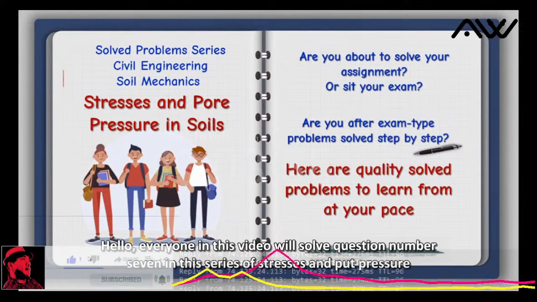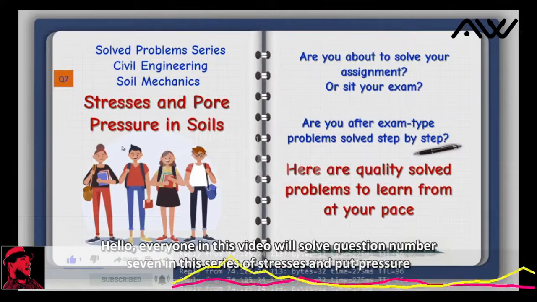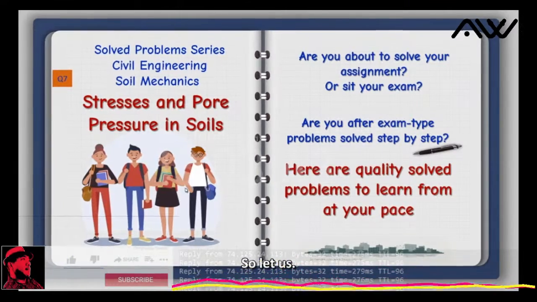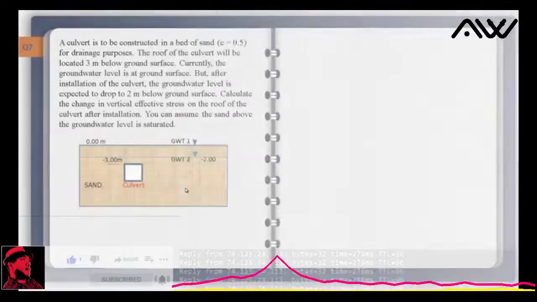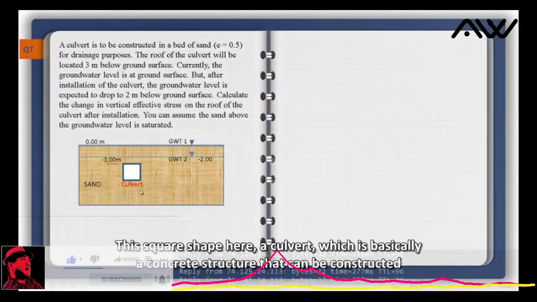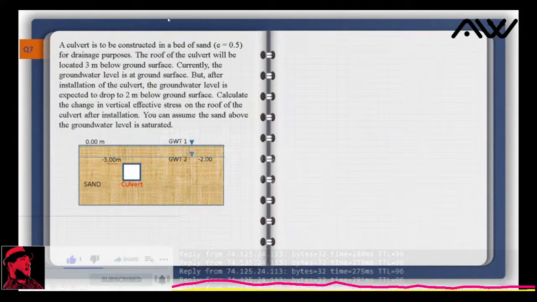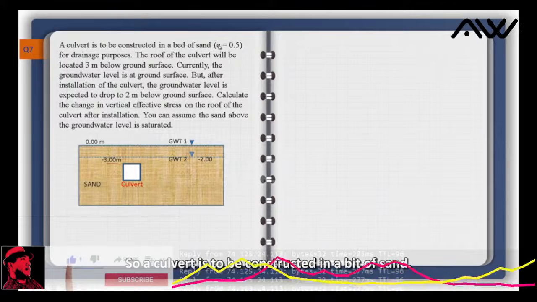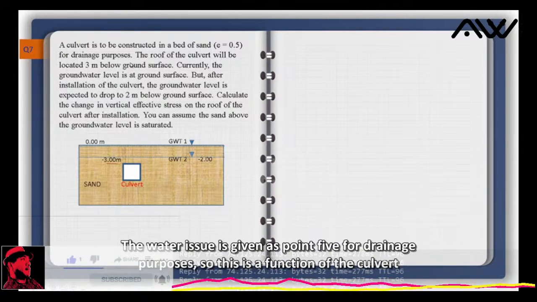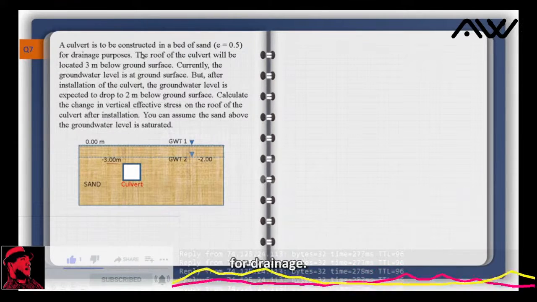Hello everyone, in this video we will solve question number 7 in this series of stresses and pore pressure in soils. So let us just tackle it. Now we have a culvert, this square shape here, a culvert which is basically a concrete structure that can be constructed underground for utilities, etc. So a culvert is to be constructed in a bed of sand. The void ratio is given as 0.5 for drainage purposes. So this is a function of the culvert for drainage in this case.